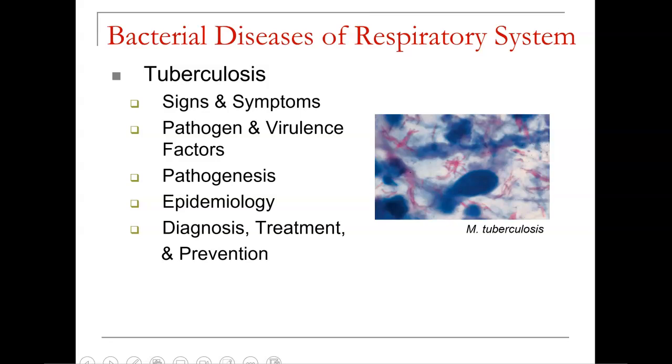Tuberculosis. Signs are going to be mild fever, cough progressing to labored breathing, wheezing, chest pain, fatigue, weight loss, and coughing up blood. The pathogen is going to be Mycobacterium tuberculosis. Virulence is going to be the mycolic acid in cell walls. The pathogenesis is you're going to have M. tuberculosis remain viable for long periods of time in aerosol. So they make little aerosol droplets that can stay in the air for a while.